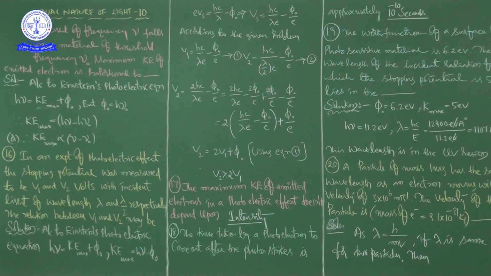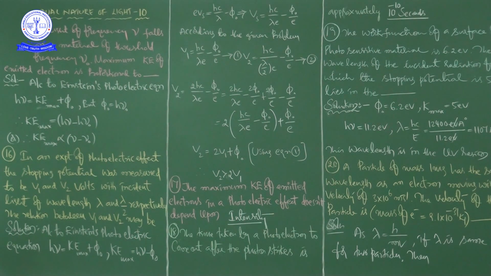See here, observe carefully. He is saying the work function, and for which the stopping potential is 5 volts. If you observe carefully, phi naught is equal to 6.2 electron volt and K maximum is equal to 5 electron volt. Then you can say that h nu is equal to 11.2 electron volt.